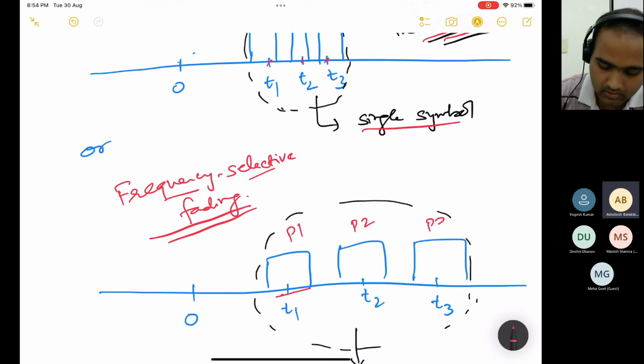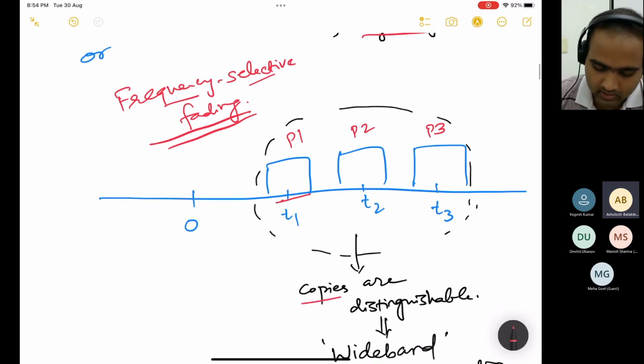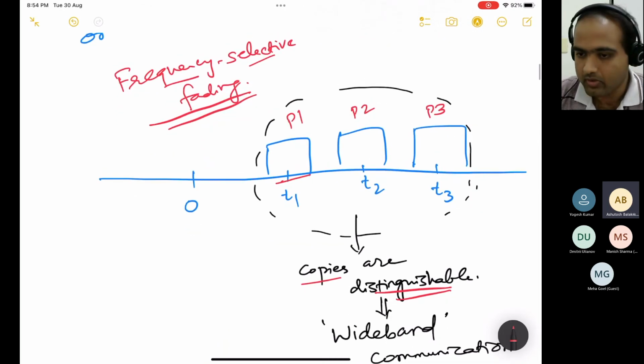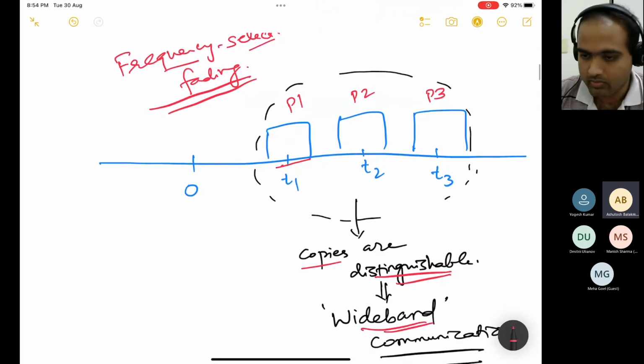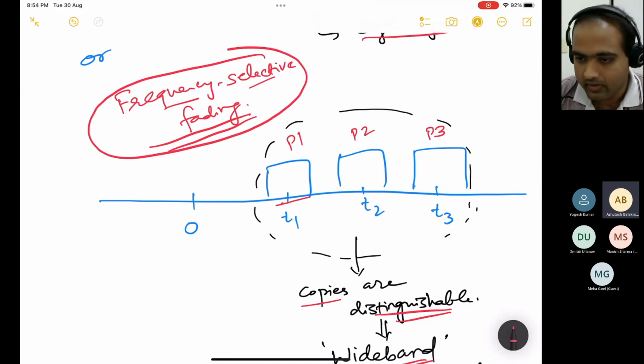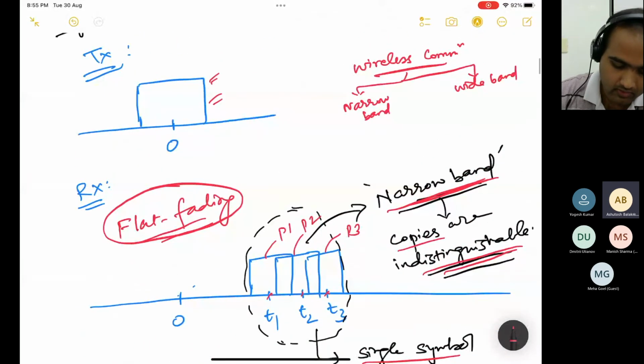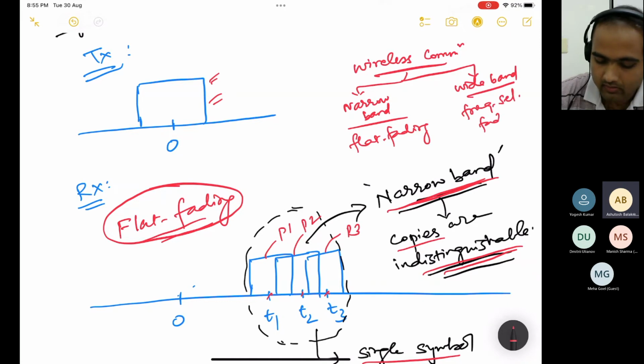Now there can be another scenario where each of the copies which you are receiving due to path 1, path 2, and path 3 come at sufficiently well spaced times from each other, so that the copies are distinguishable. This kind of communication happens in a wideband scenario, and in this case it is called frequency selective fading. So if we have a narrow band communication, we'll have flat fading, and if we have wide band, we will have frequency selective fading.